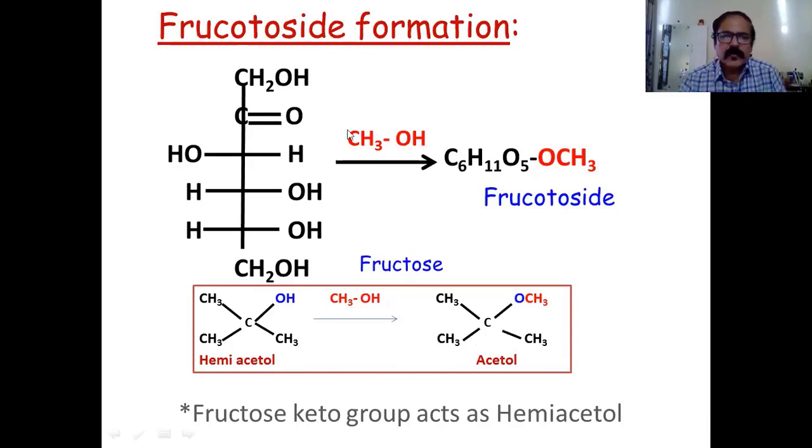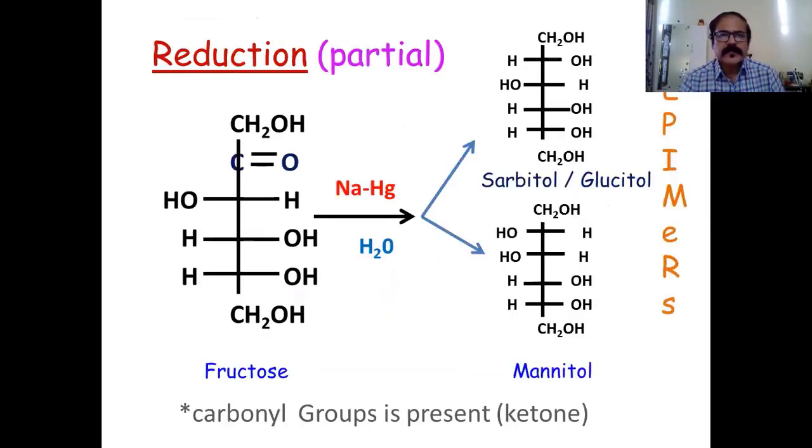Are you clear? So what is the conclusion we are drawing? Fructose has a ketone group, yet it acts as a hemiacetal. Why? It should not act as a hemiacetal, but it is acting as a hemiacetal. This is a drawback in the straight line structure of fructose. Let us go into the next one.